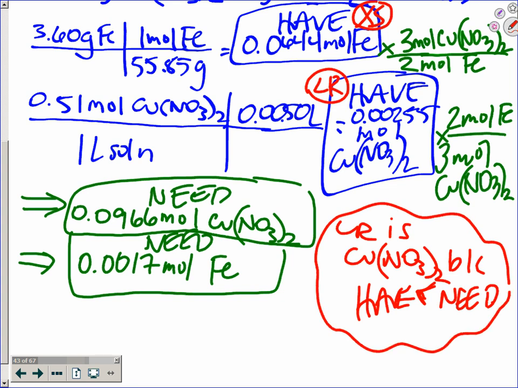Now, on your notes from warm-up, what did it say after we found the LR? What did it say to do? We already did that part. I think it was the last step.